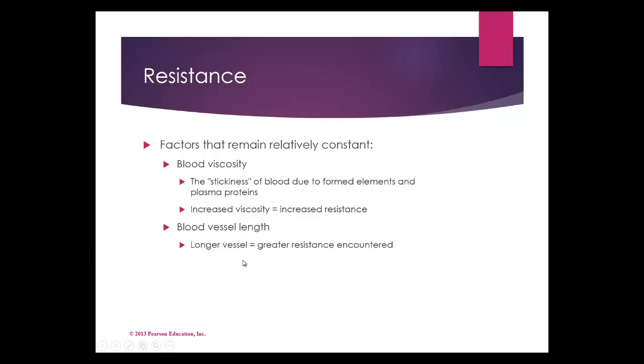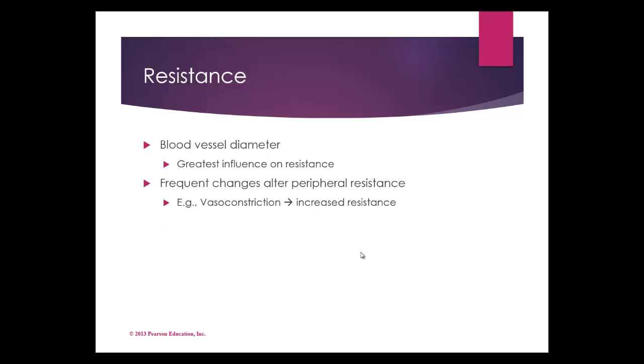So looking at blood vessel length, like I said, the longer the vessel, the greater the resistance encountered. So the longer the vessel that we are measuring blood pressure on, we're going to see a higher blood pressure versus shorter vessels. For example, the pulmonary artery is not a very long vessel, so we would expect to see lower pressure in the pulmonary artery compared to, for example, the aorta, because the length of the aorta is much longer than the pulmonary artery.